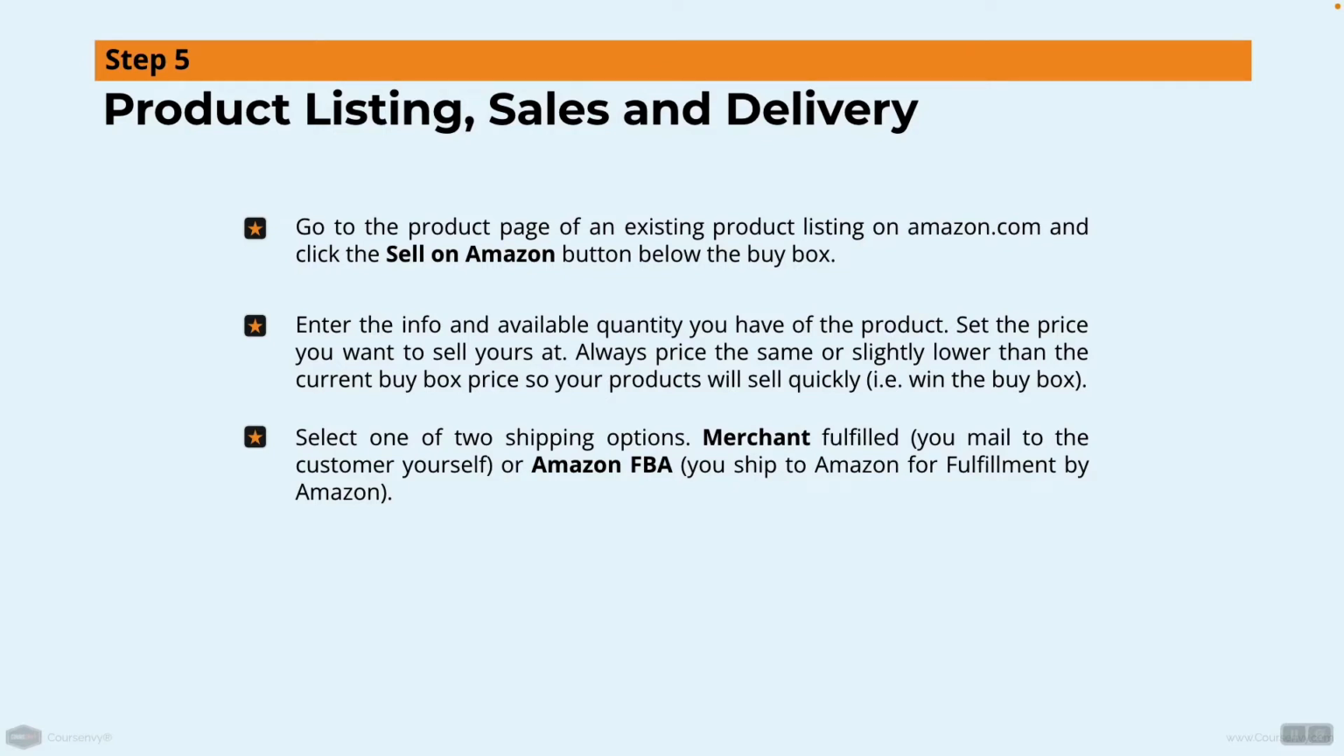You'll then be prompted to enter your info, the quantity of the product you have, and set your price. Always set your price slightly lower than the buy box to ensure your product sells quickly, i.e. win the buy box. Finally, select one of two shipping options: merchant fulfilled, that means you mail it to the customer yourself, or Amazon FBA, fulfilled by Amazon. This means you ship to Amazon and Amazon fulfills it.